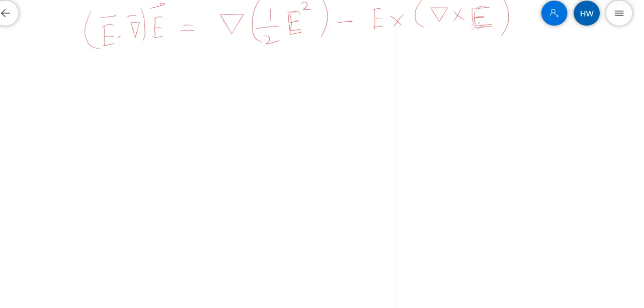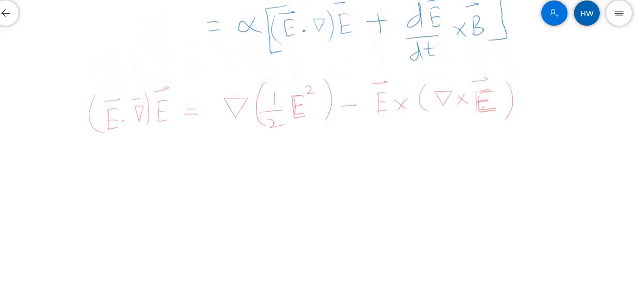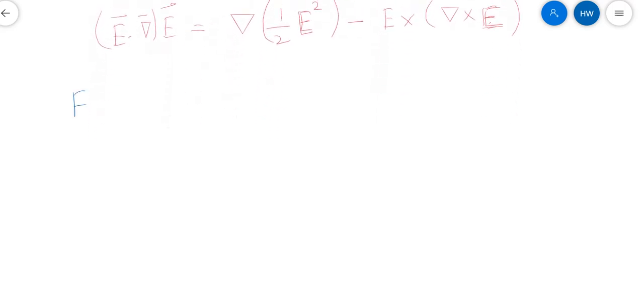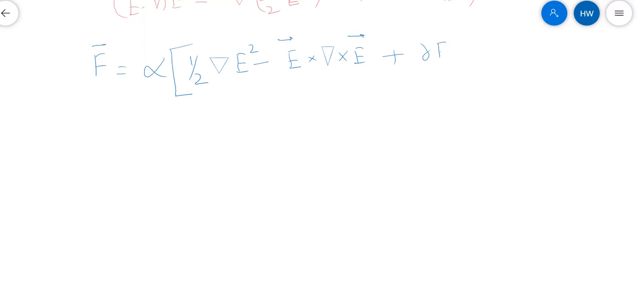So you see that I can write down my force again. Let me get back to my force in the blue. So my force just happens to be alpha, which is the polarizability, times half gradient of E square, minus E cross del cross E, plus dou E by dou t cross B, the old term.